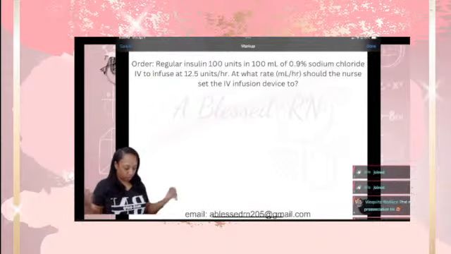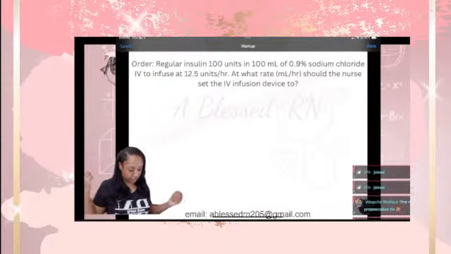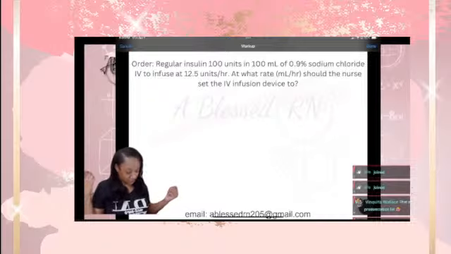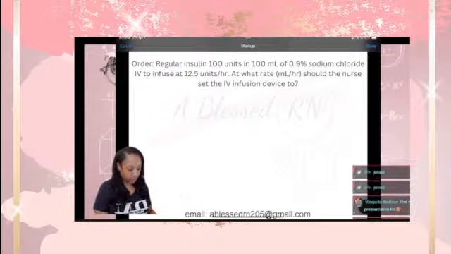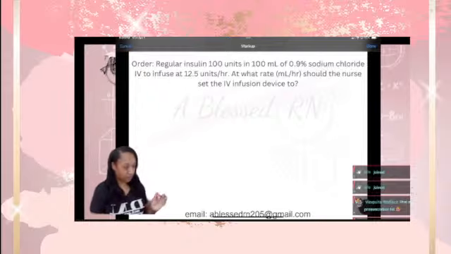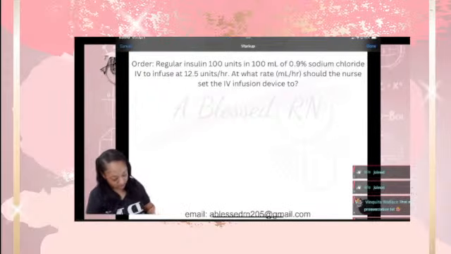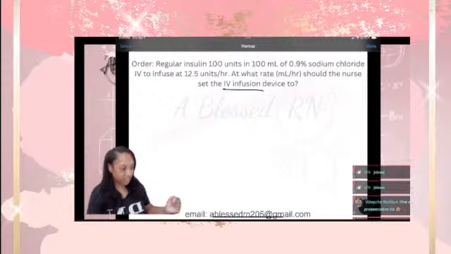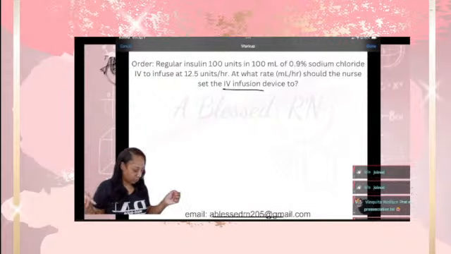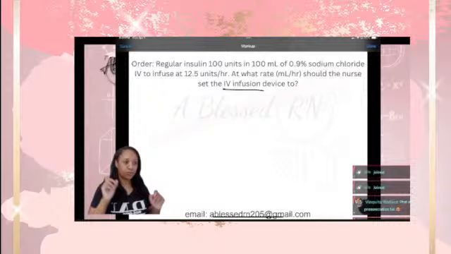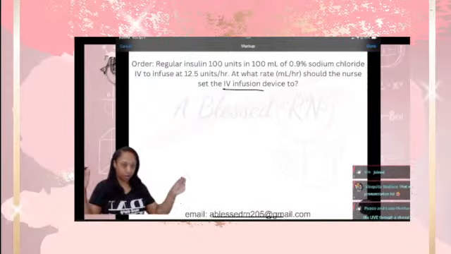All right. Regular insulin, 100 units in 100 mLs of normal saline, basically sodium chloride, to infuse at 12.5 units per hour. At what rate, which is milliliter per hour, should the nurse set the infusion device to? Okay, so when you say infusion device, that is your cue. That's like a keyword for milliliter over hour. When you give an IV, it is measuring how much of the fluid you're going to give over the amount of time. So it's volume over time.